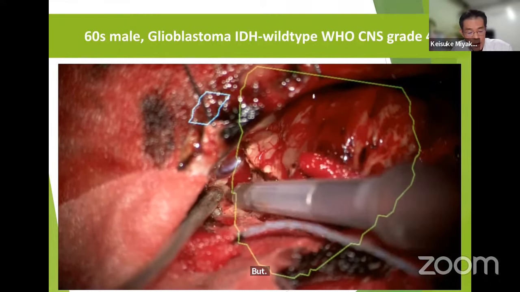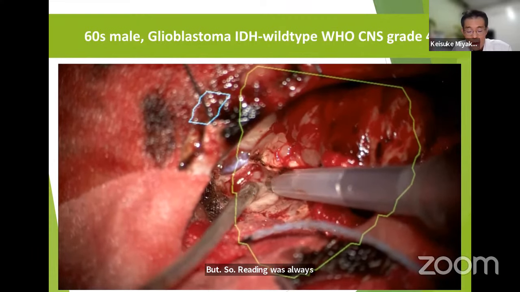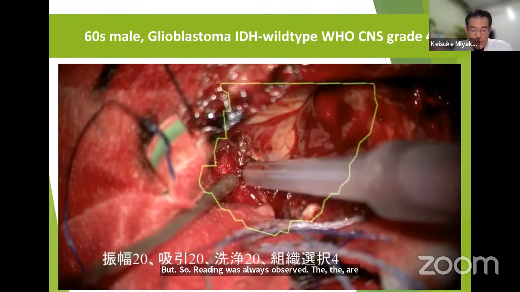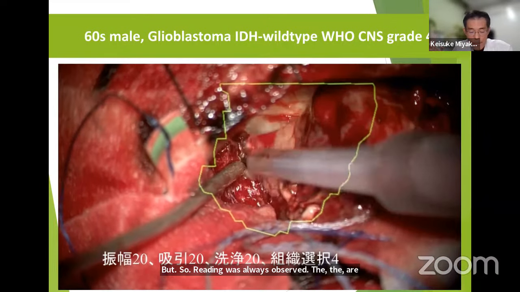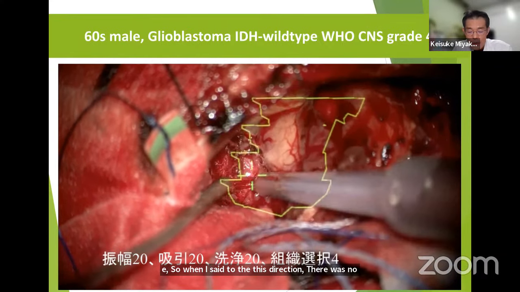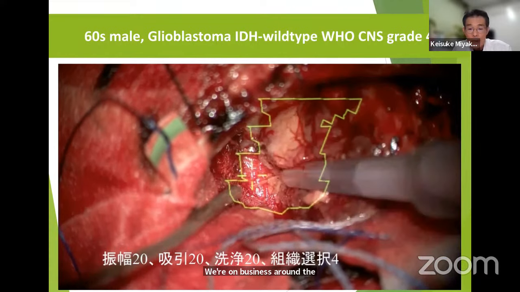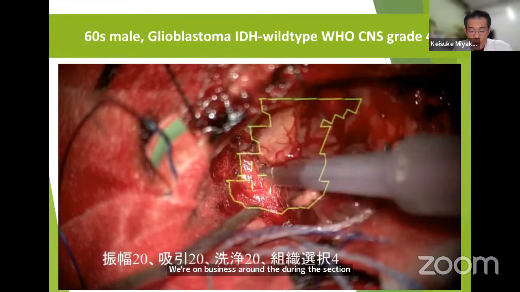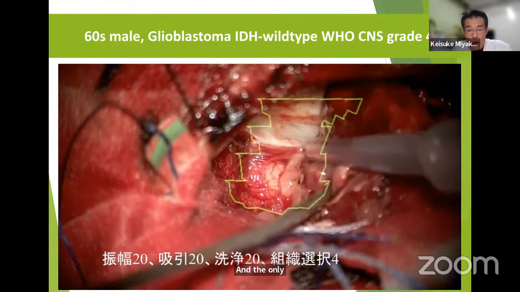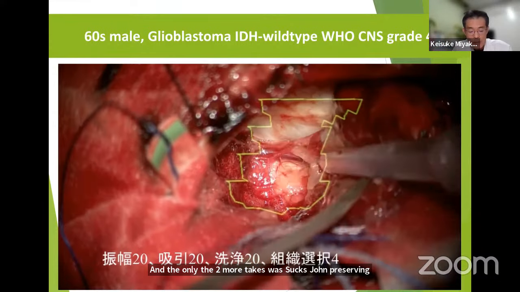Bleeding was observed from the vessels around the tumor. When set to tissue selection 4, there was no bleeding from the vessels around the tumor during suction, and only the tumor tissue was suctioned while preserving the white matter.